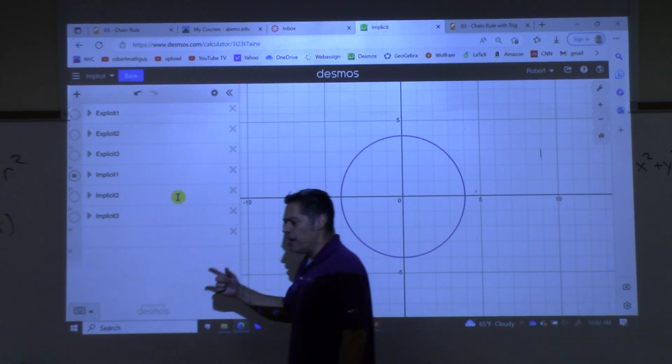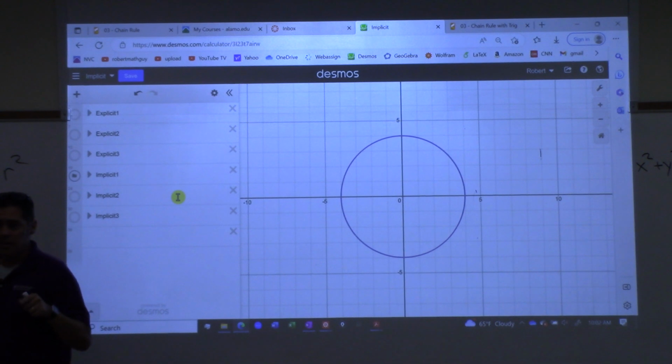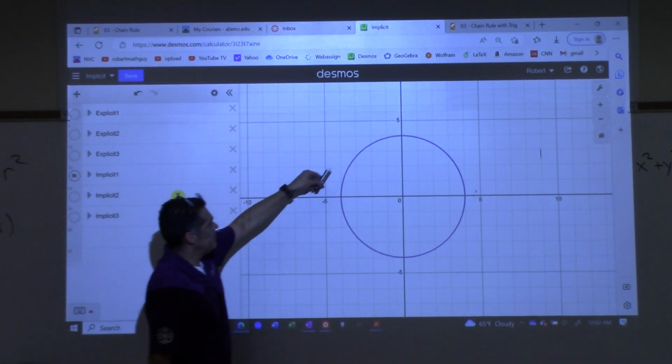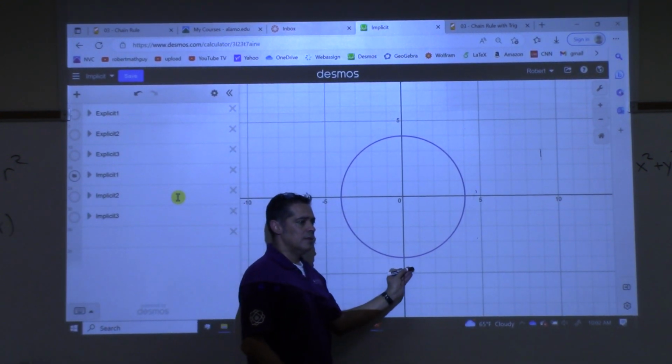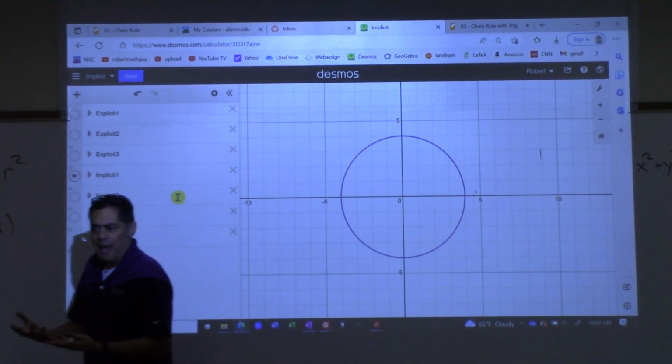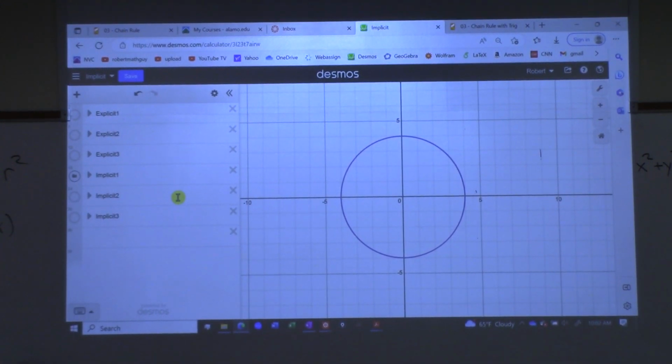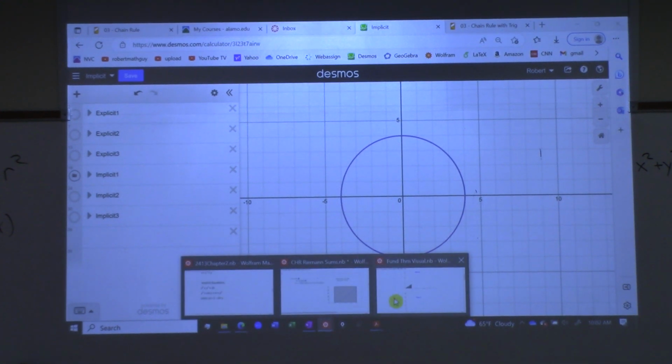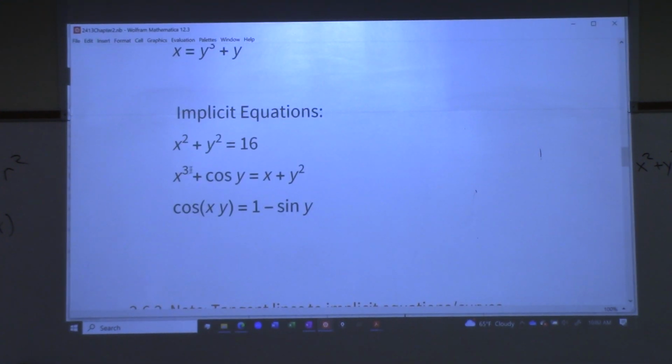What I want you to see there is that it fails the vertical line test, right? But at every point, we should have a tangent line. So we should be able to figure out a way to do that. Let's look at the next equation. That one is this equation right here: x cubed plus cosine y equals x plus y squared.